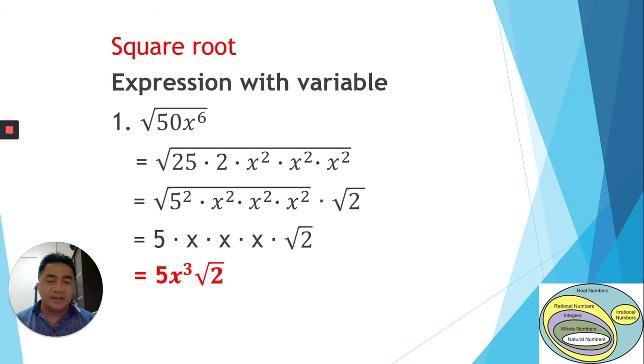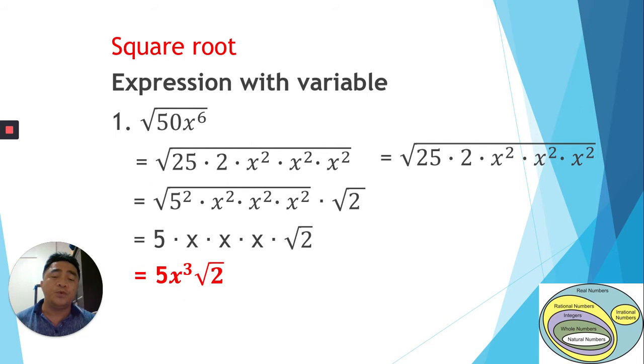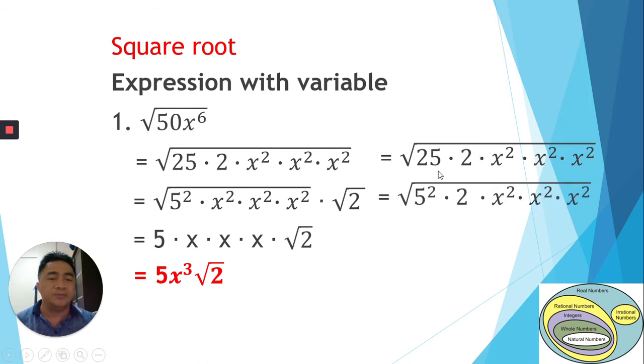I hope so. Now we have another way of finding it. If we will not separate this anymore, we just put all together in one radical sign, just like this, and we can simplify that. Okay, so with this one, we change 25 to 5 power 2 and continue with 2, x power 2, x power 2, x power 2. So we did not split the term having a non-perfect square number, just like this one.